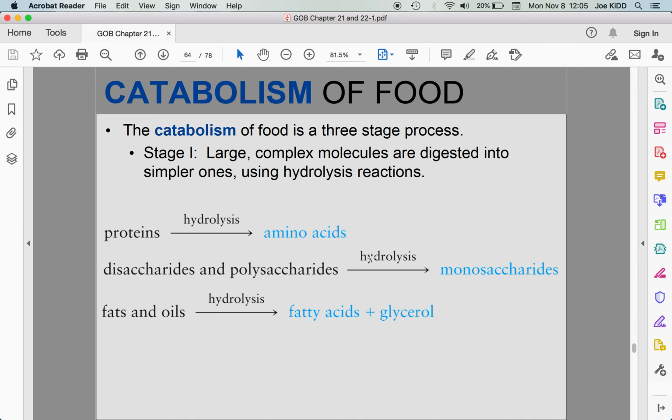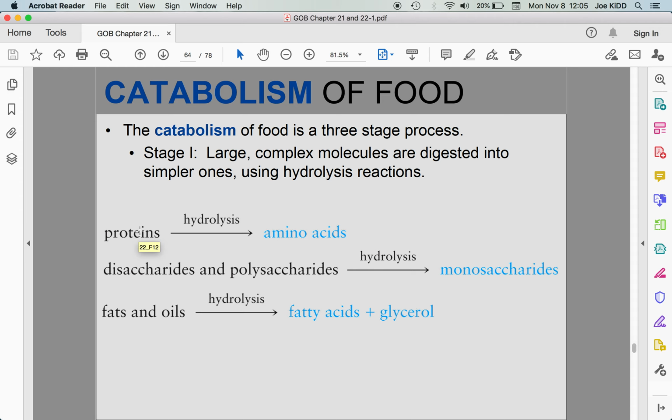So the catabolism of food, what we're talking about here is the three major steps that go into us eating and how that ends up being broken down into energy. So for example, the first stage, this would be the actual eating. Large complex molecules are digested into simpler ones using hydrolysis reactions. So this would be you eating a burger, for instance.